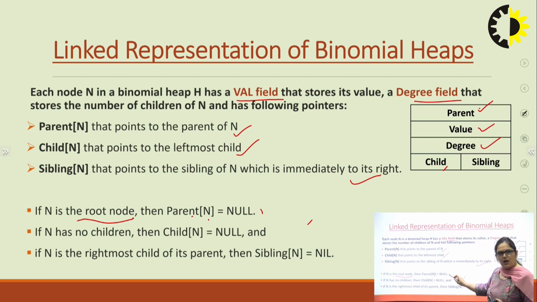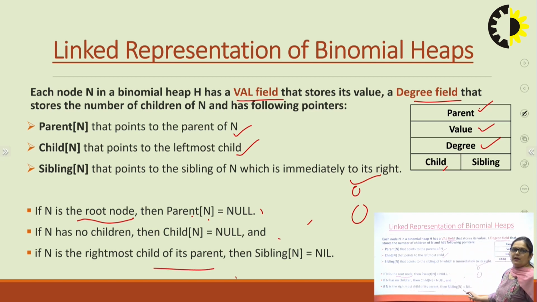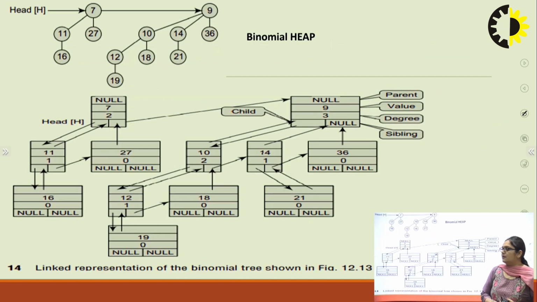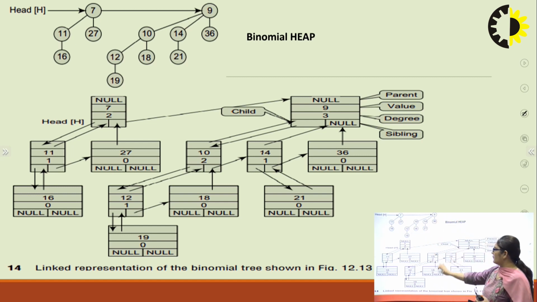And if n is a root node, then the parent pointer of n will be null, because obviously a root node has no parent. If node n has no children, then the child pointer of n will also be null, and if n is the rightmost child of its parent, then the sibling of n will be nil. Let's understand it with an example. Suppose we are given this binomial heap, and this is the linked representation of that binomial heap.